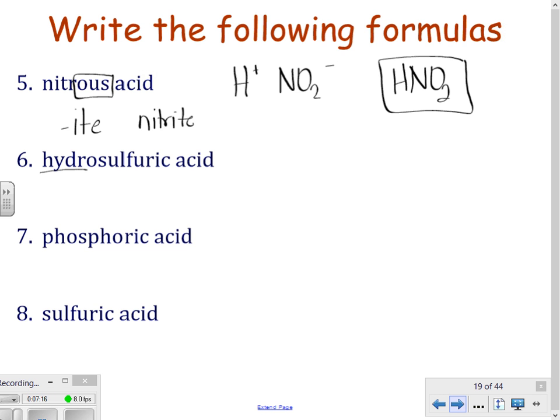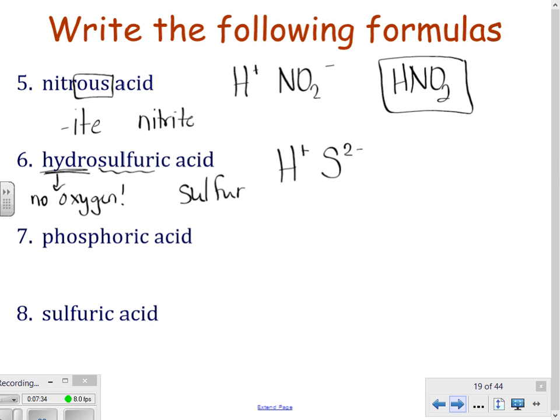All right, I have hydro. No oxygen. So sulfur is my anion. Sulfur is a -2. I'm going to crisscross it with my hydrogen ion. That's always +1. And crisscross applesauce, I get H2S, hydrosulfuric acid.